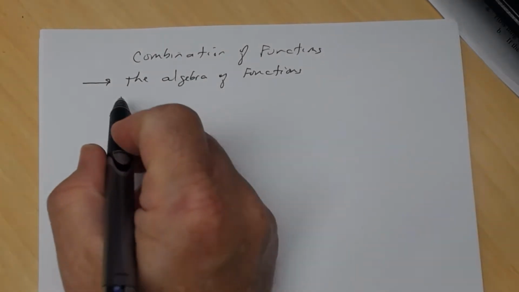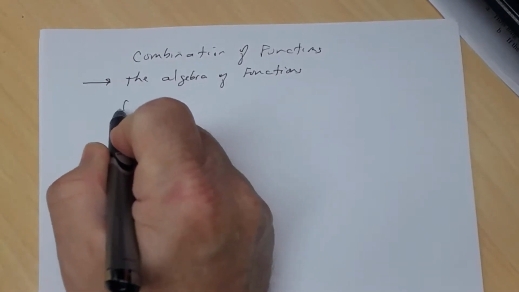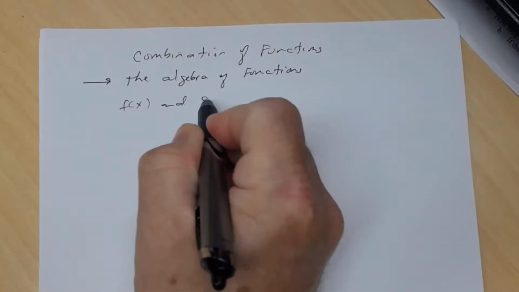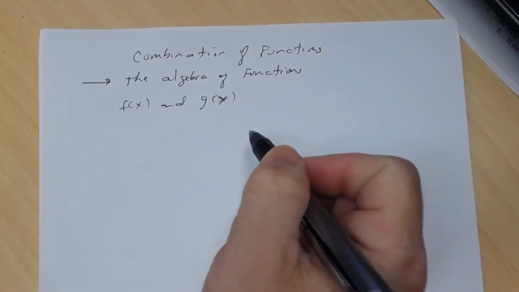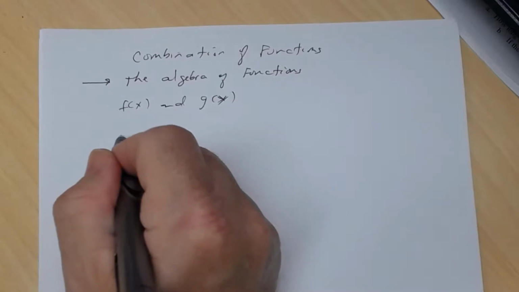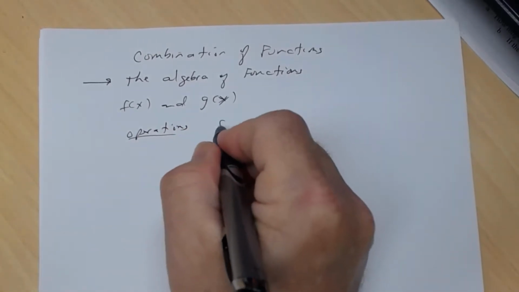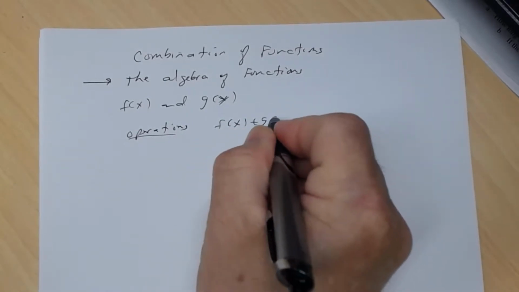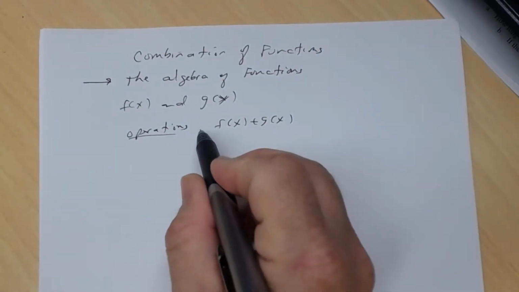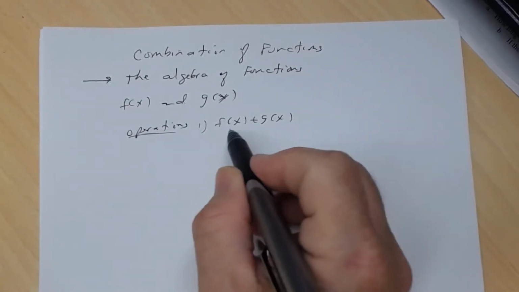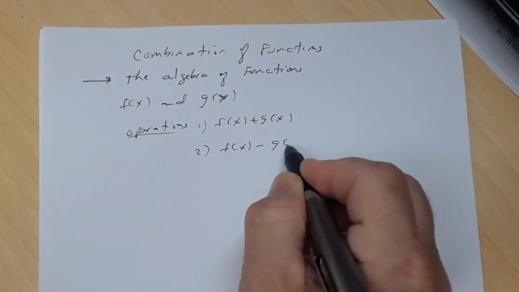So for example, if we have two functions, let's say f of x, and we have another function g of x, then I can perform operations on these functions. I can perform the operations of f of x plus g of x. I can combine them by adding them, and I would get a new function. That would be the adding, so sum. I could subtract them. In other words, I can say f of x minus g of x if I wanted to.